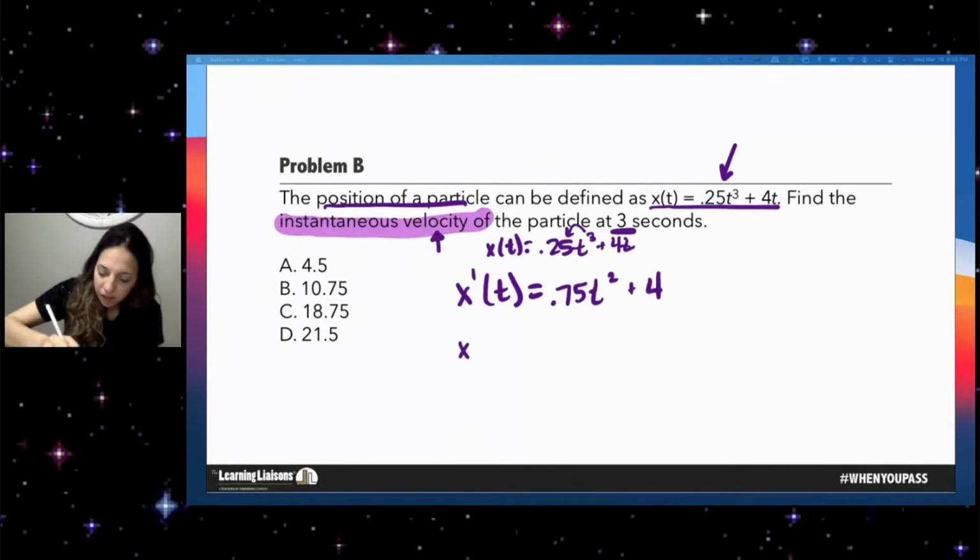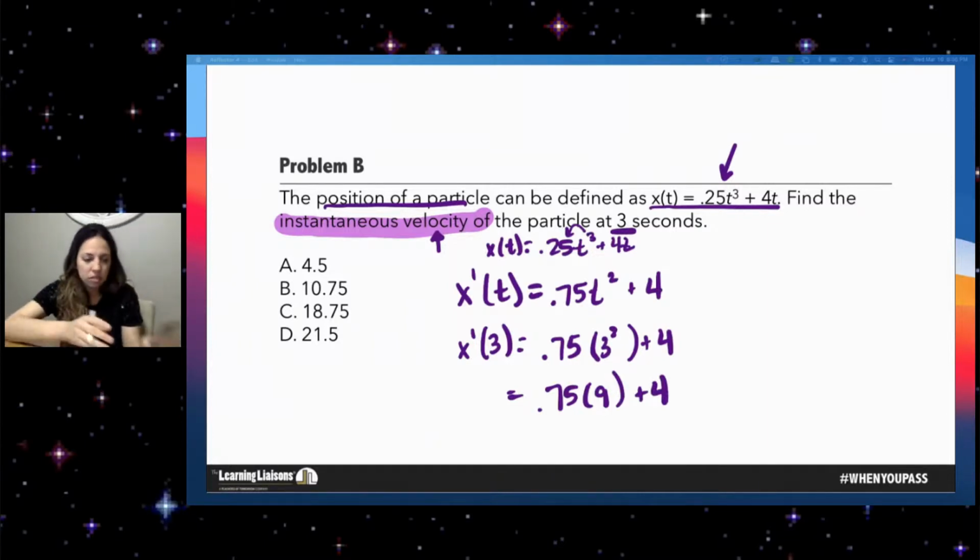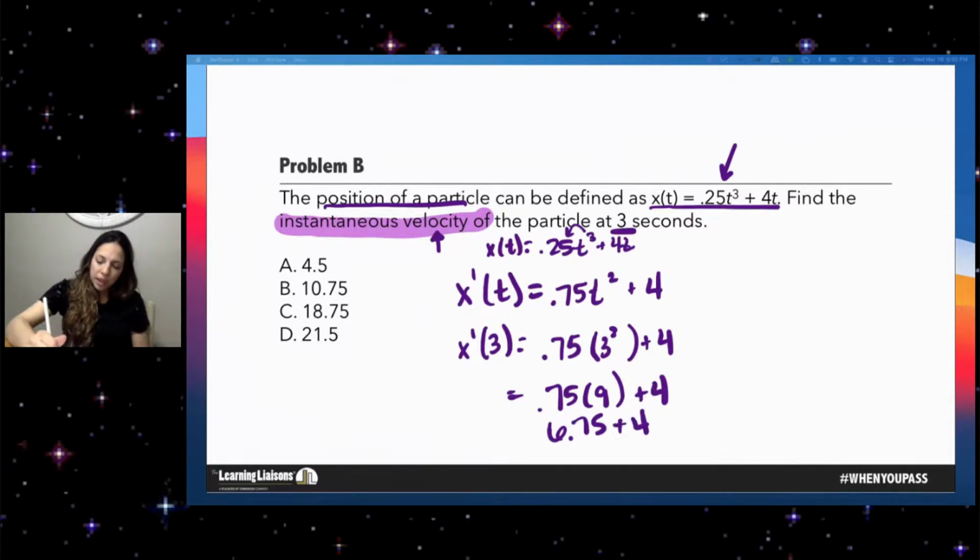Now I'm just going to find the instantaneous velocity at 3. So 0.75 times 9 plus 4. 0.75 times 9 is 6.75 plus 4, not times 4, and we get 10.75. Excellent job. Those are always super fun. I don't know why, I just love it.